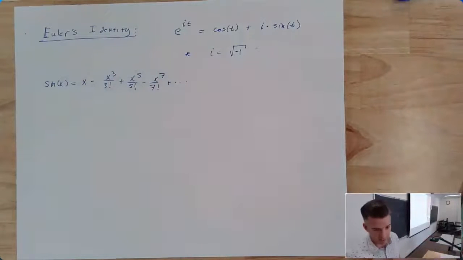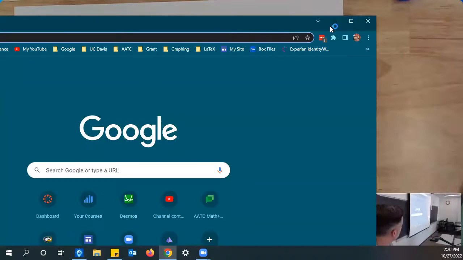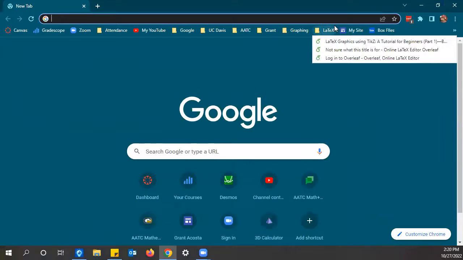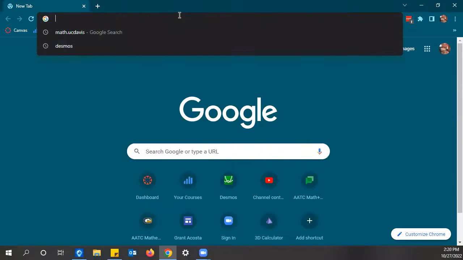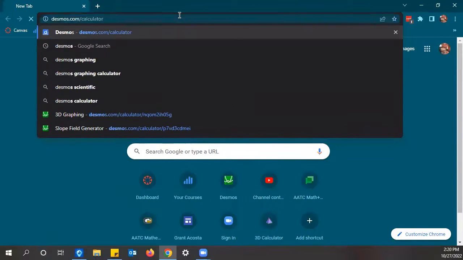Now, this is actually pretty neat. If you actually start graphing this, you can kind of see what we mean. So let me just show you really quick, because I think it's super cool to actually understand what we're doing with this.